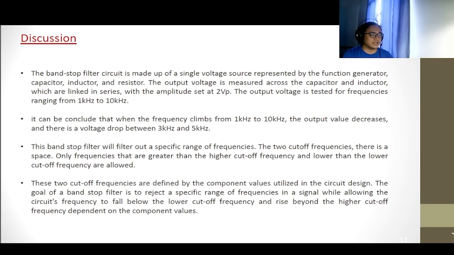This band stop filter will filter out a specific range of frequencies. Between the two cut-off frequencies, there is a gap. Only frequencies that are greater than the higher cut-off frequency and lower than the lower cut-off frequency are allowed. These two cut-off frequencies are defined by the component values utilized in the circuit design. The goal of a band stop filter is to reject a specific range of frequencies in a signal while allowing frequencies below the lower cut-off frequency and above the higher cut-off frequency, dependent on the component value.